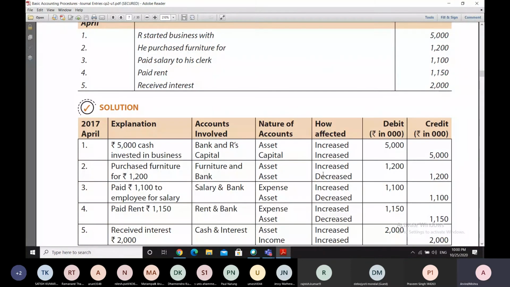And as we can see here, both are asset accounts. So there is an increase in one of the asset accounts and a decrease in the other asset account, and therefore the accounting equation remains balanced.